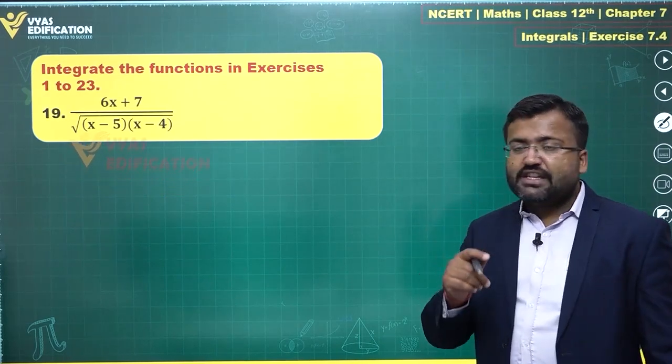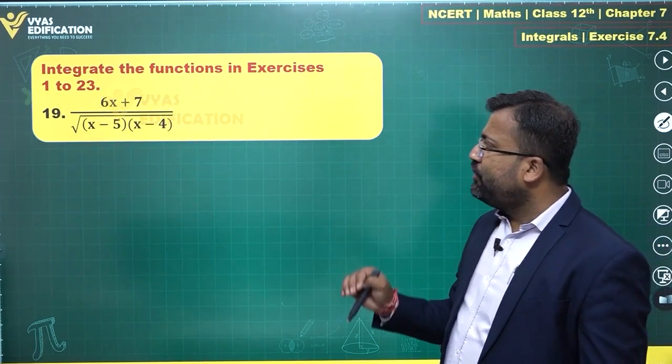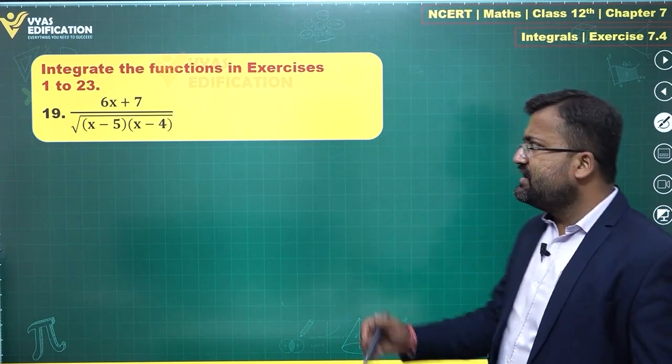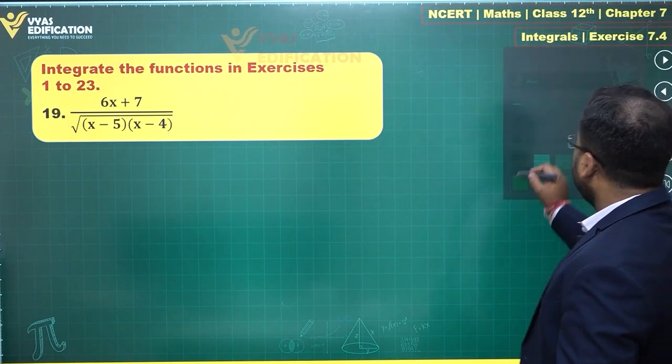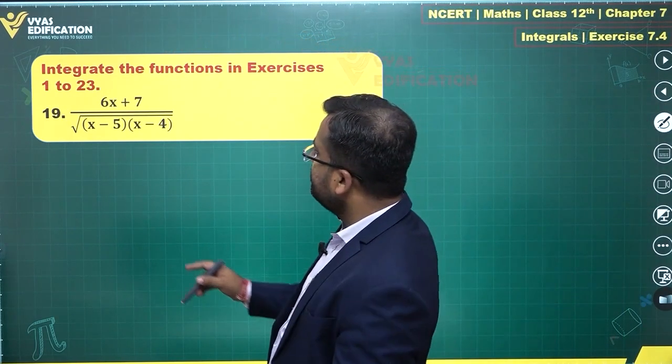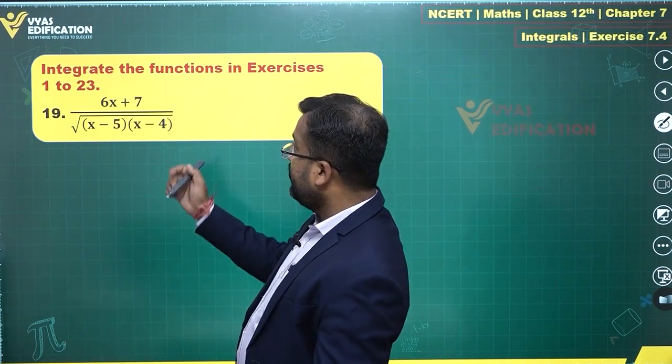The 19th question says you have 6x plus 7, that is a linear, upon root of x minus 5, x minus 4. Once again, root of quadratic. So how do we handle this? The way to handle this is, once again, in the denominator you have x.